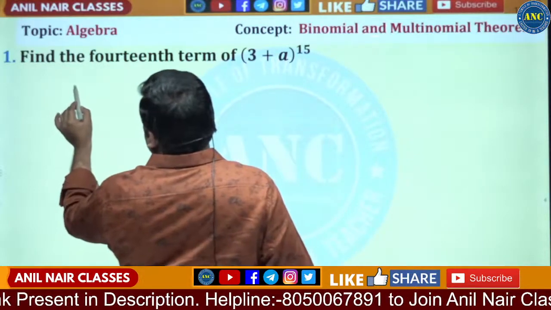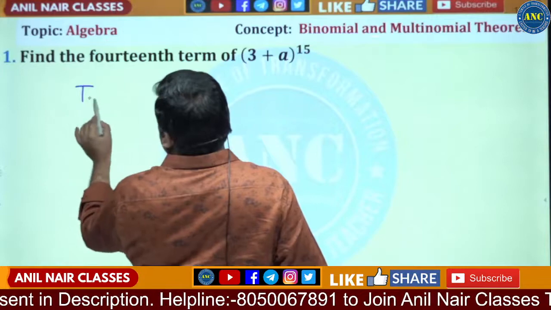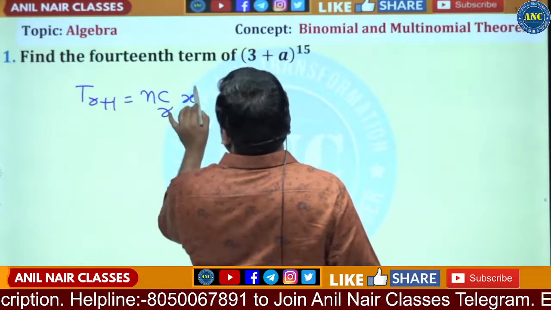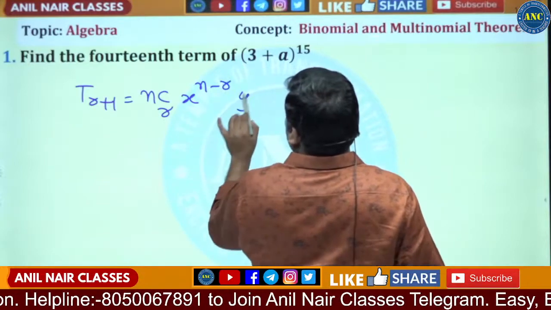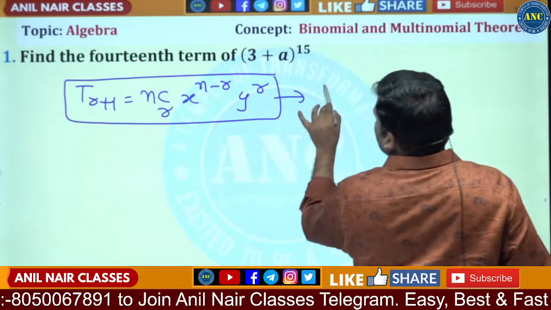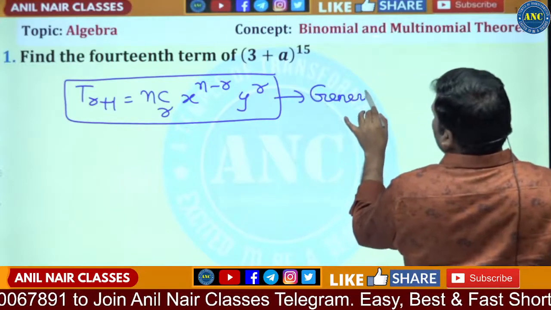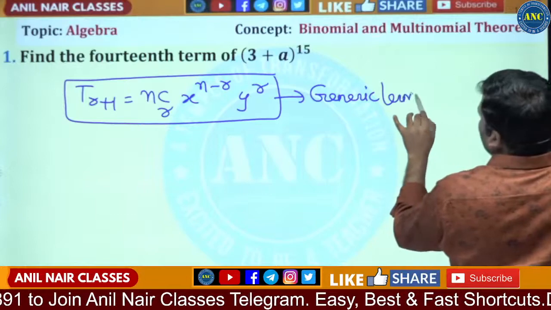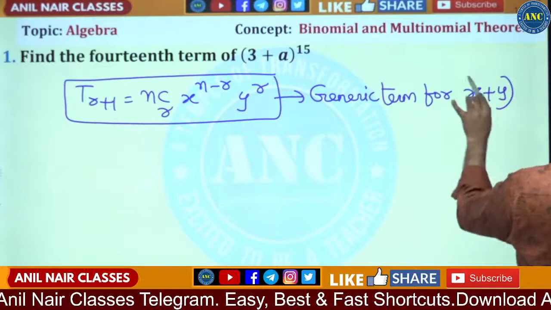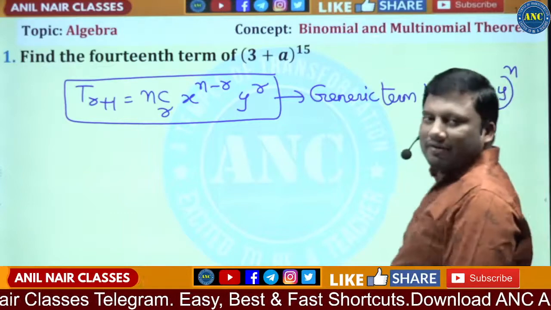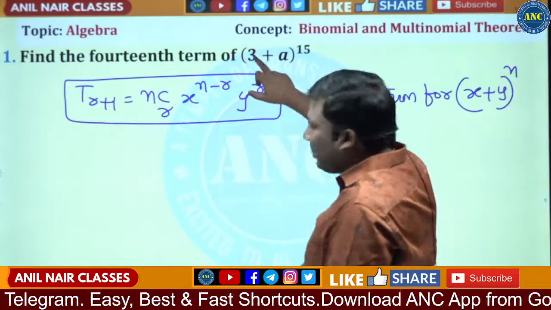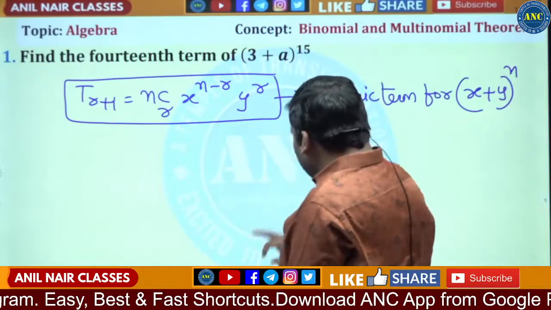So T of r plus 1 equivalent to nCr x power n minus r, y power r. This is the generic term for the expansion (x plus y) power n. Instead of x, it is 3 given. Instead of y, it is a given.